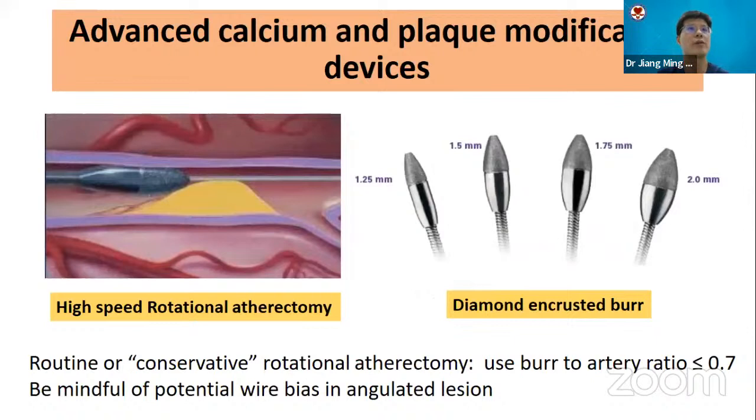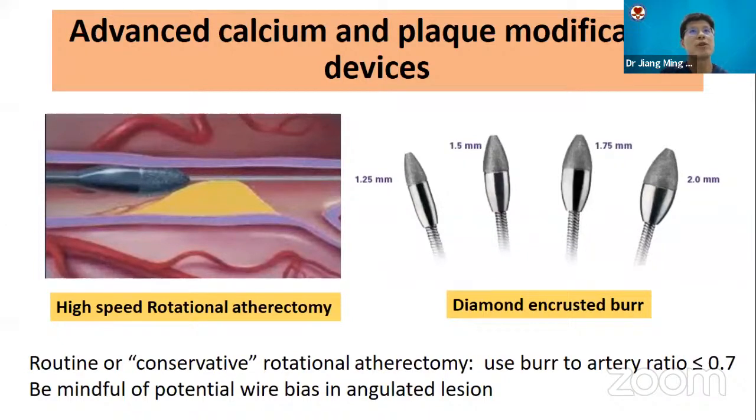Now, just going very, very quickly about rotational atherectomy again. One unique but rare complication of rotational atherectomy is the possibility of dissection caused by wire bias in the angulated lesion, which can be decreased by bending a guide wire or using a small size initial burr. Imaging can detect the presence of predictive wire bias in atherectomy.